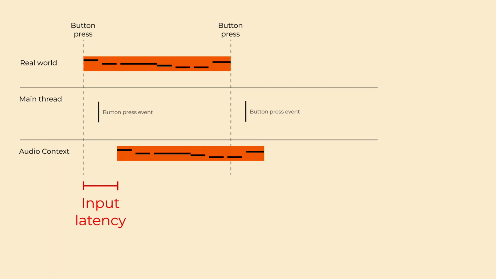We also have to deal with audio input latency. That's the delay between when some audio is produced in the real world and when that sound is actually realized in our audio context. And so this new timeline roughly represents the audio stream that's processed in the audio context. And this new orange bar is the audio that we've recorded from that real world one.